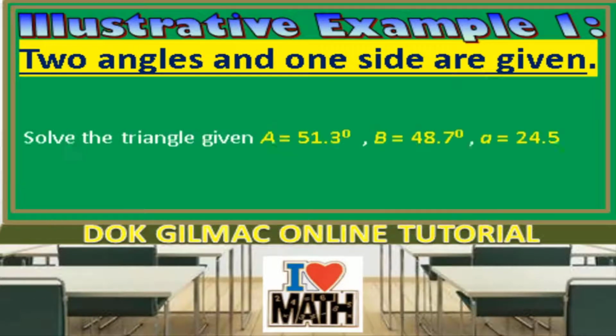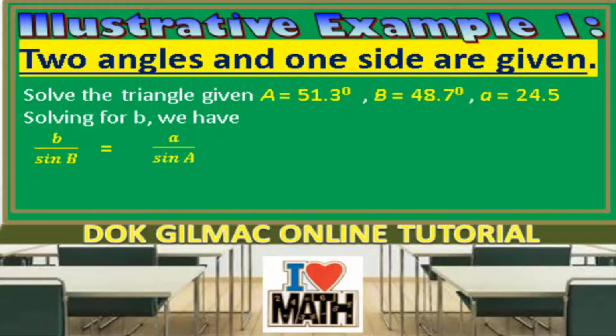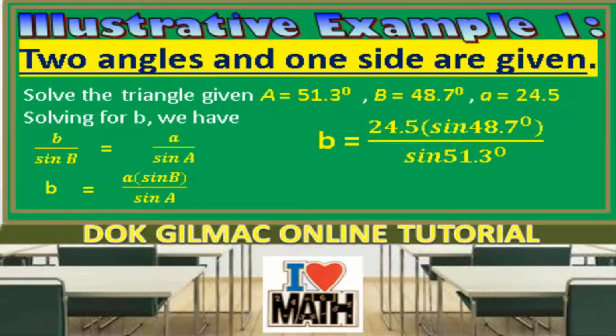Let's continue. Solve the triangle given angle A is equal to 51.3 degrees, angle B is equal to 48.7 degrees, side a is equal to 24.5 units. Solving for b, of course, we apply the law of sines. So we have b over sine B is equal to a over sine A. From here, we have b is equal to, by cross multiplication, a times sine B all over sine A. From here, we have b is equal to 24.5 times sine 48.7 degrees all over sine 51.3 degrees. Solving this in a scientific calculator, we have side b is equal to 23.6 units.